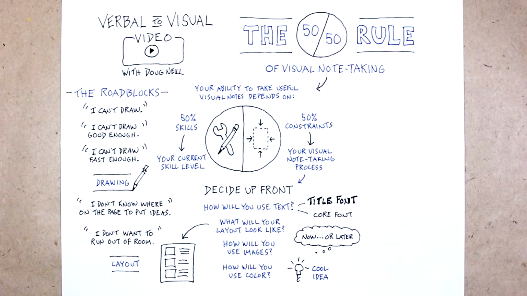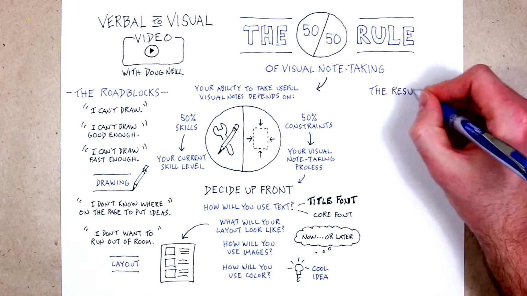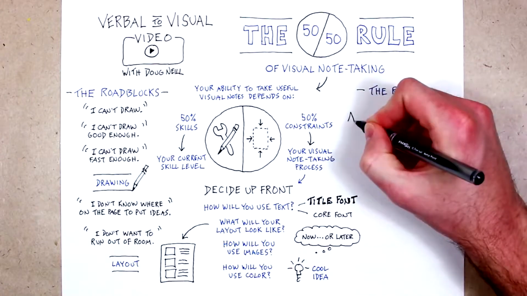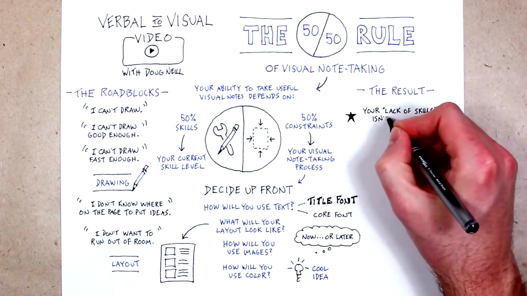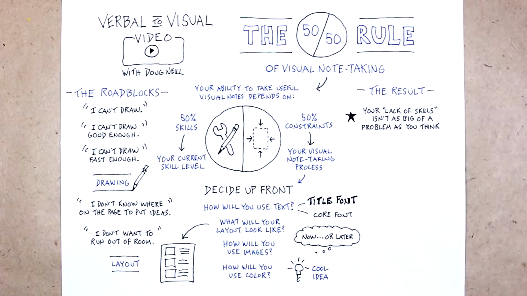By setting up some constraints for yourself before a visual note-taking session, you alleviate a lot of those fears that I mentioned earlier, which not only will lead to better notes, but will also allow you to enjoy the process more. Here are some additional implications that come up as a result of this rule. One is that your supposed lack of skills isn't as big of a problem as you think. The constraints that you set up for yourself make up for whatever skills you haven't yet developed.